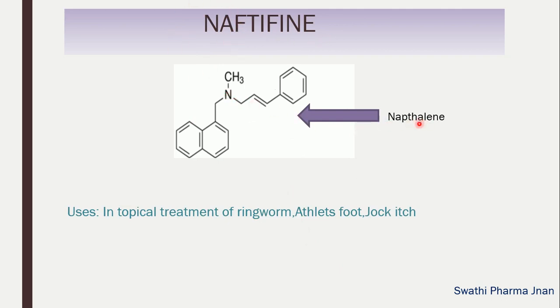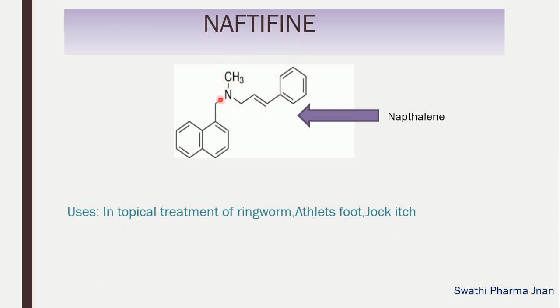Naph indicates naphthalene ring is present. You can see here naphthalene ring is present. To this naphthalene ring there is a methyl group, an NCH3 group is attached. Now there is an allyl group attached to the nitrogen. That's why this naphthalene comes under the class of allyl amine category.